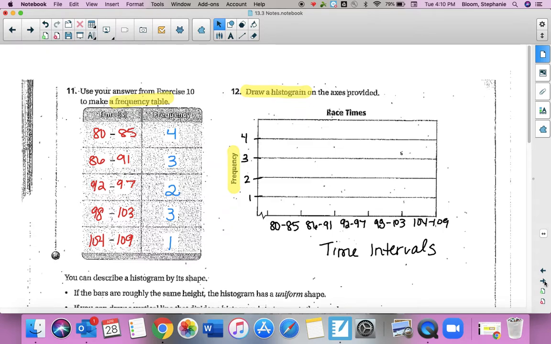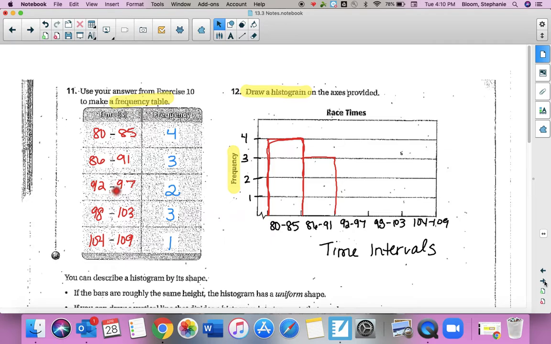So the 80 to 85 interval, that time occurred 4 times. So I'm going to draw a bar that goes up to the 4 and comes right back down. Okay? The 86 to 91 interval occurred 3 times. So again, there's no gaps. I'm just going over and drawing a bar connected.